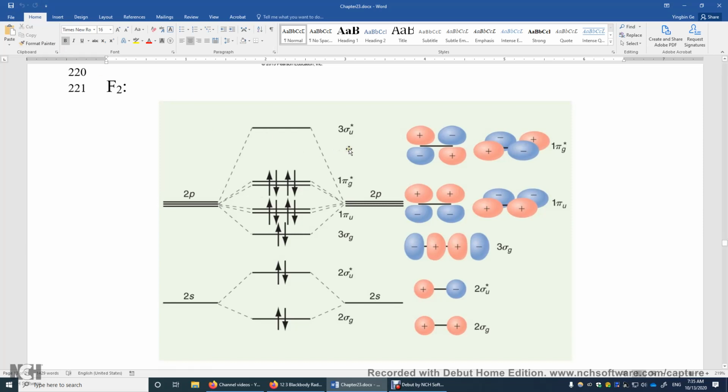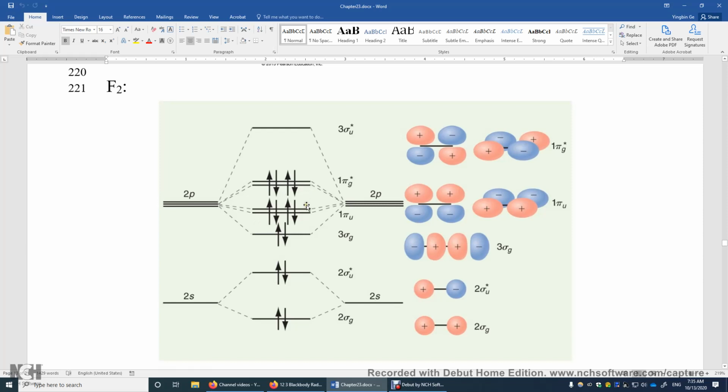Now let's look at the order of the energy of these MOs. So 2 sigma g, 2 sigma u star, and then over here you have 2pz and 2pz interact to form this sigma g and this sigma u star. All right. So sigma g has a lower energy than 2pz. Sigma u star has higher energy than 2pz. Okay, and this energy increase is greater than this energy decrease.